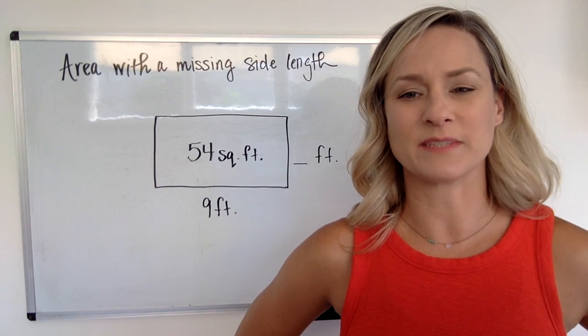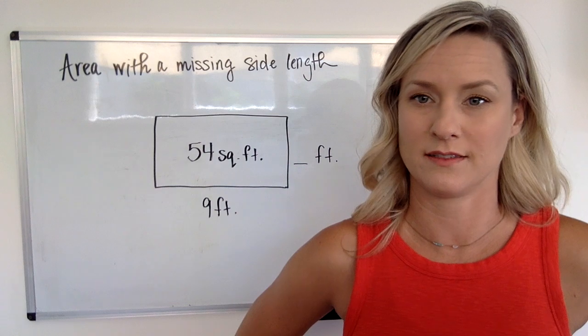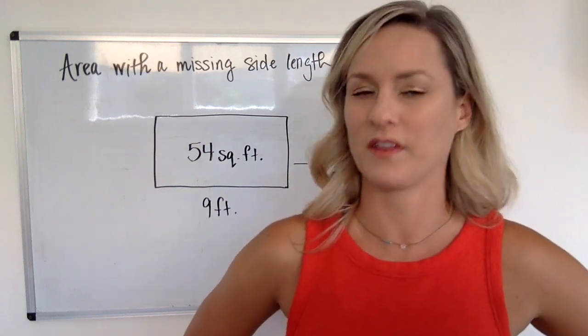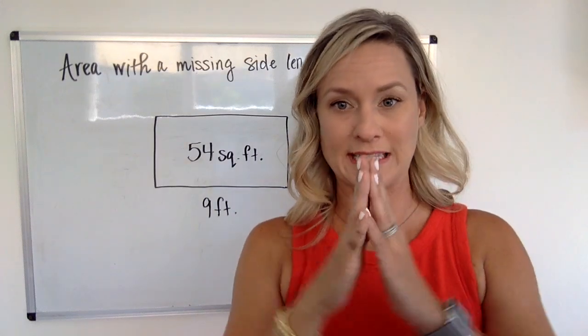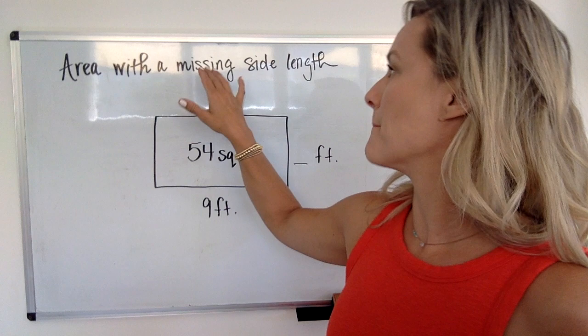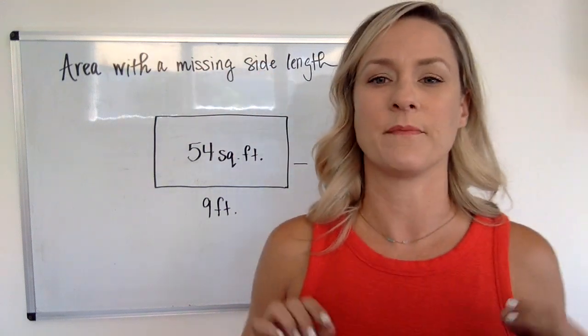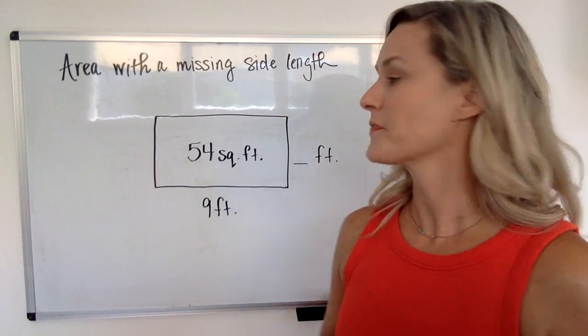Hey kids, it's Mrs. Compton, and today we're going to talk about what if they give you some of the information, but not all of it, which happens all the time, right? So today we're going to talk about area, which remember is the inside measurement of a flat object, area with a missing side length.